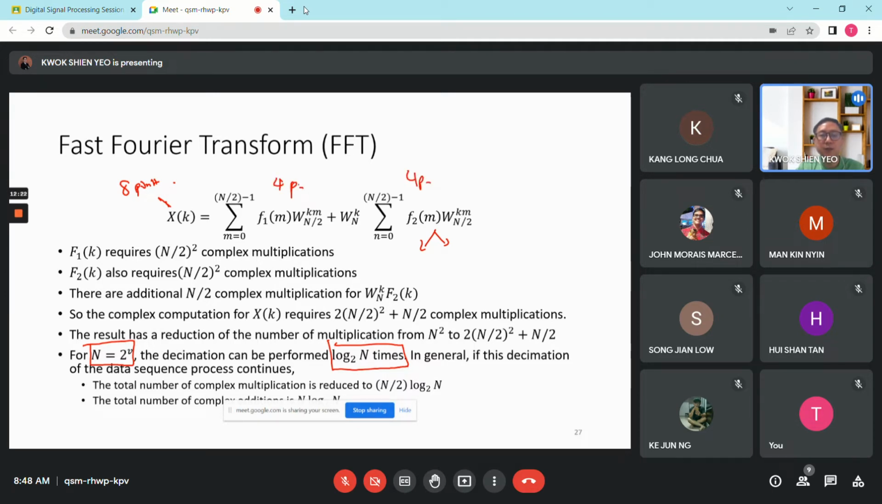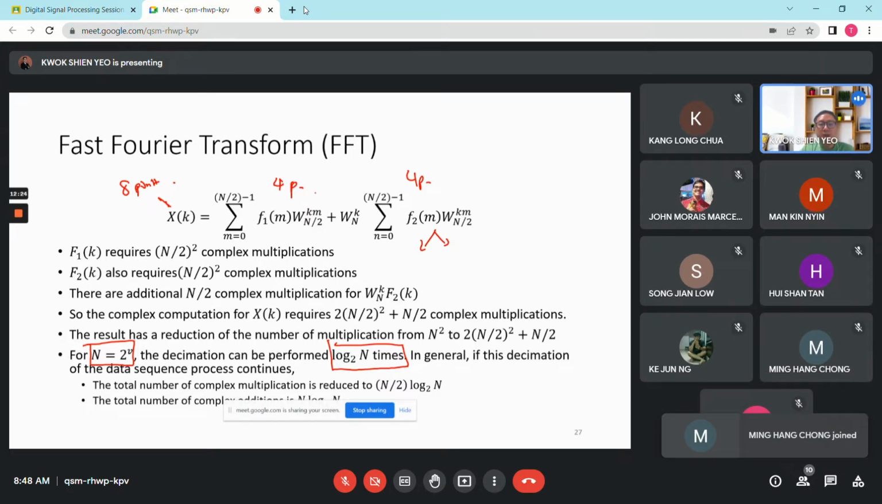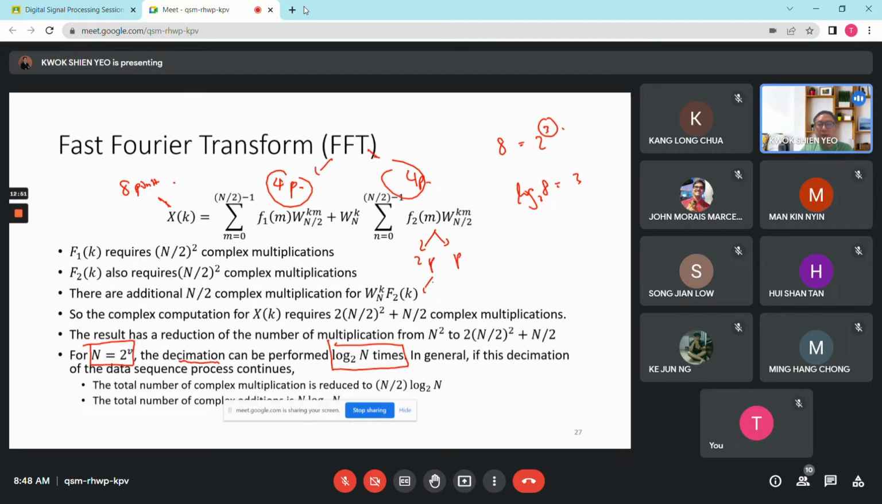If you continue to break it down, how many times can you break it down? You can break it down 3 times, right? So the decimation, meaning the breaking down process, can be performed log 2n times. Log 2n times means 3. So you can continue to break it down another 3 times from here, right? This is the first breakdown, second breakdown, and third breakdown, right? So that's the process now. Therefore, you have seen this log 2n times.